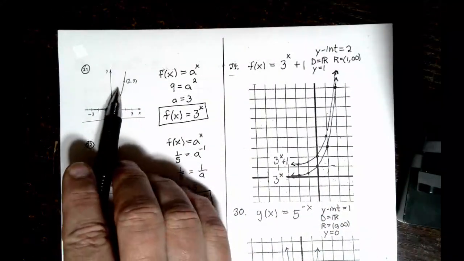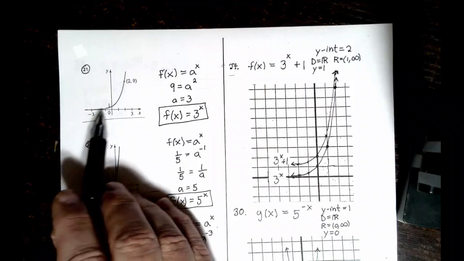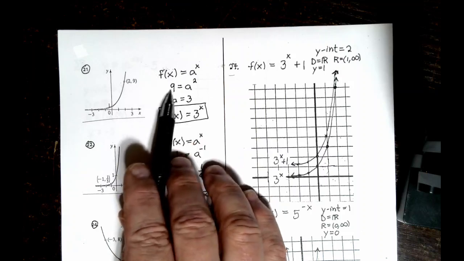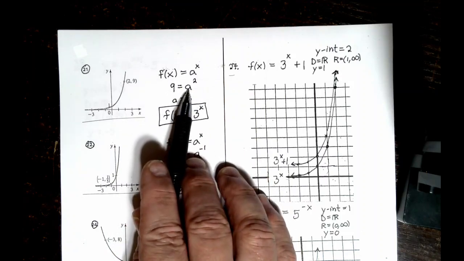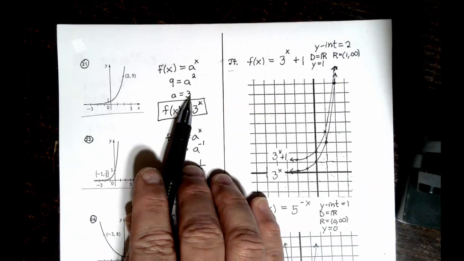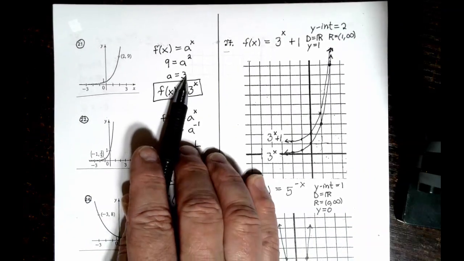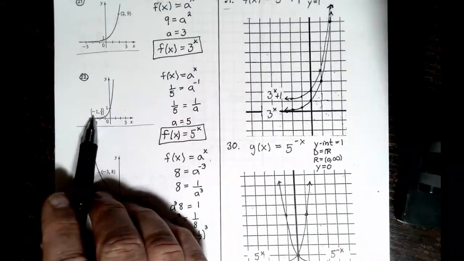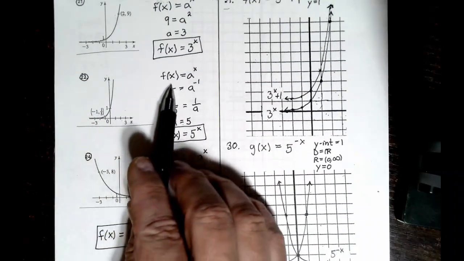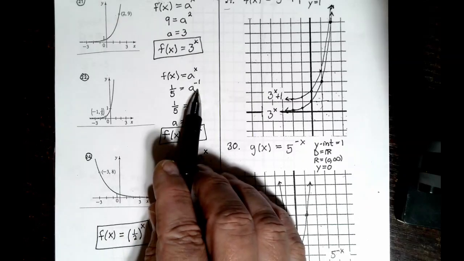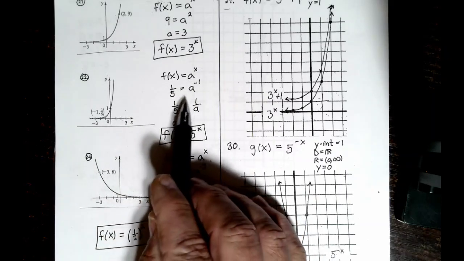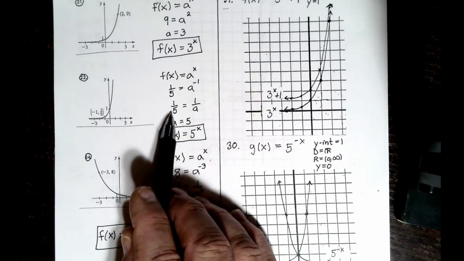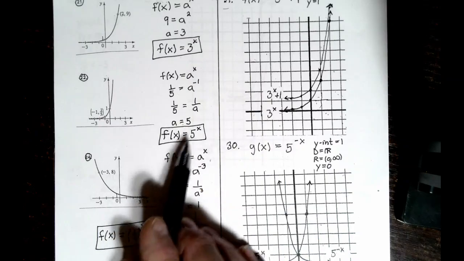Number 21, they give you a graph and they ask you to find the original function. So you know that when x is 2, y is 9. What number squared equals 9? Well, it's 3 or negative 3. But we can't let a be negative, so we have to choose the 3. Same thing here, (-1, 1/5). So y equals 1/5, x equals negative 1. So a to the negative 1 is 1 over a to the positive 1. And so if 1/5 equals 1/a, then a has to equal 5.